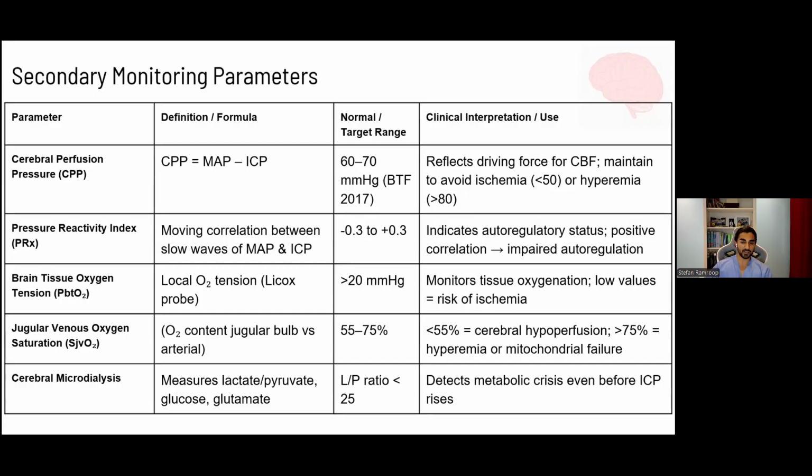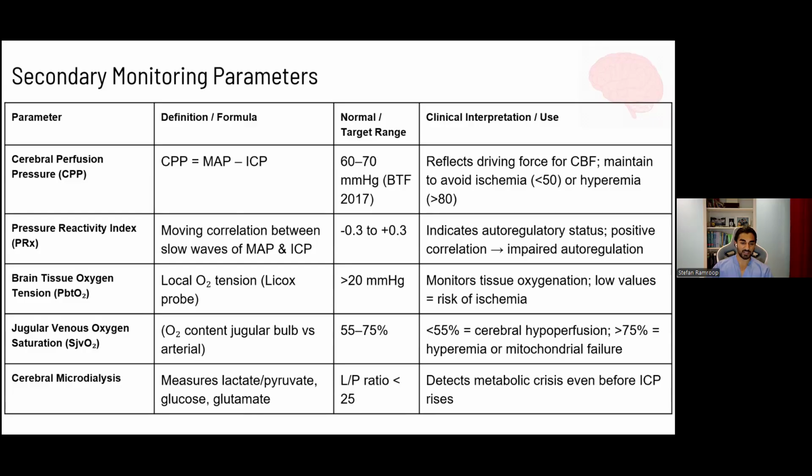You also have secondary monitoring parameters as well too. Most fundamental one being one we mentioned before, your cerebral perfusion pressure, calculated as your MAP minus your ICP. It is the driving force for your cerebral blood flow. And for most adults, we aim for 60 to 70 millimeters of mercury, as recommended by the Brain Trauma Foundation. Below 50, you risk ischemia. Above 80, you risk hyperemia and edema.